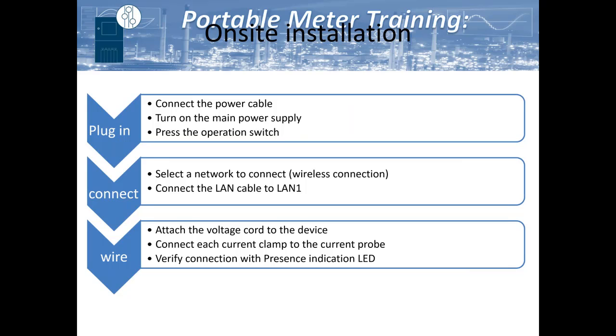So it's basically plug in, connect, and wire. That is the general overview of how the 4500 works. You're connecting the power supplies. You're connecting the network cable. You're connecting to the Wi-Fi. You're connecting to LAN 1. And then you attach your voltage cords. You connect your current clamps to your current probes. And then you verify your connection with the presence indication LED. That's an LED on the front panel, and it shows you if everything's connected and good. Next screen, please.